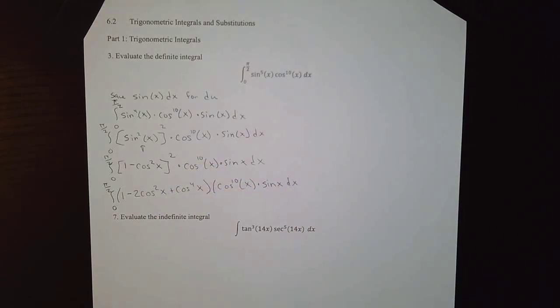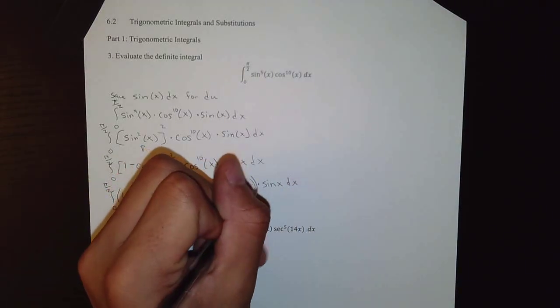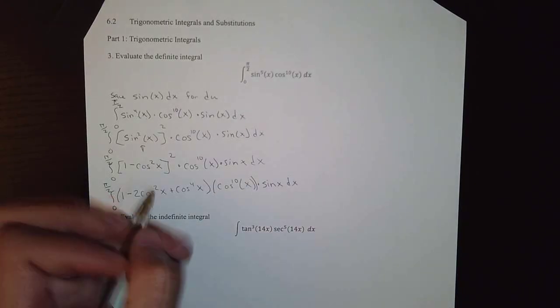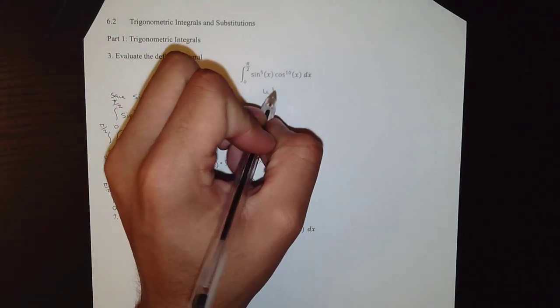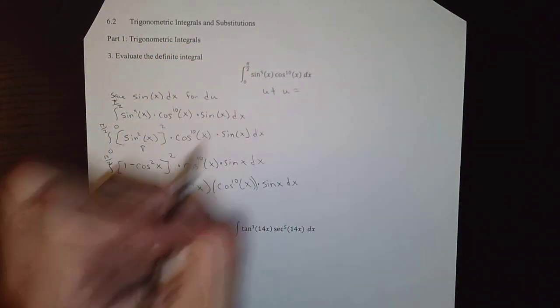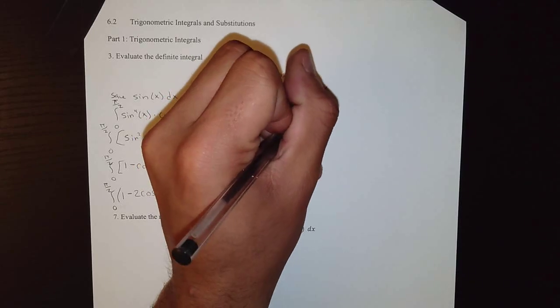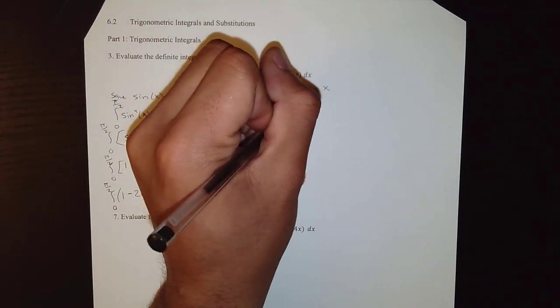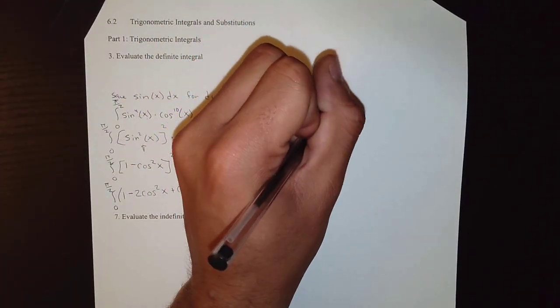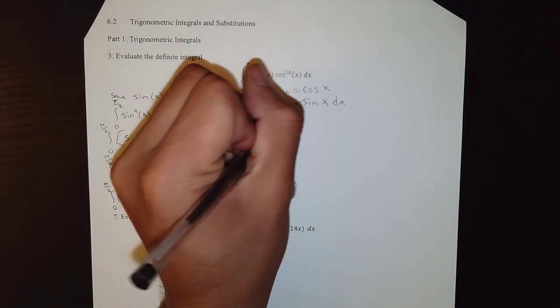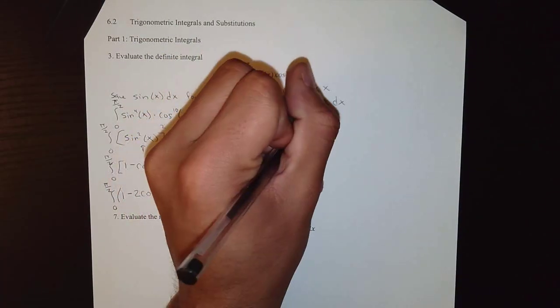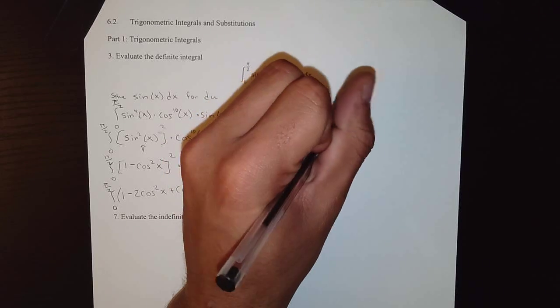And now we can let u equal cosine of x. Then du is equal to negative sine x dx, or negative du is equal to sine x dx.